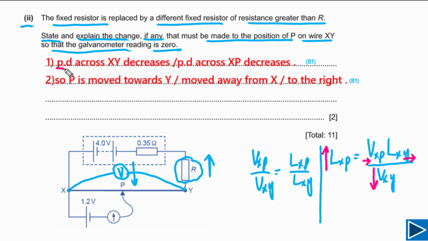So we have simply mentioned that the PD across XY decreases, as we have discussed here. If you have written this, you will get 1 mark, and this is a B1 mark, meaning it has to be in your answer. The second mark you will get if you have written that P moves towards Y, meaning you have to move P to Y, or simply to the right. The second mark is also a B mark. It has to be in your answer.